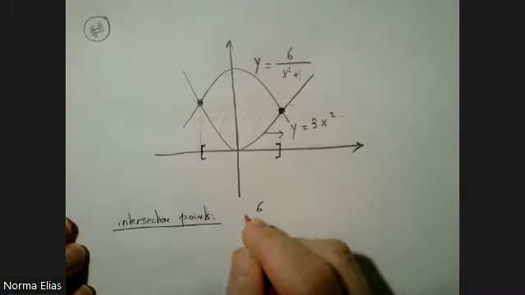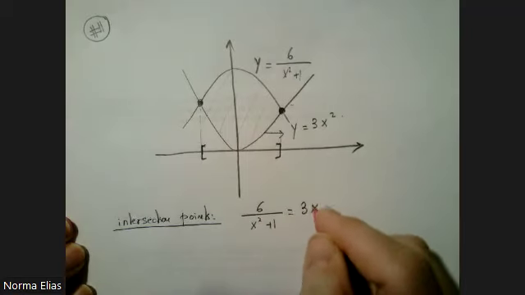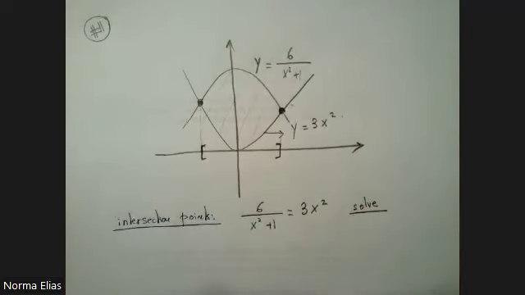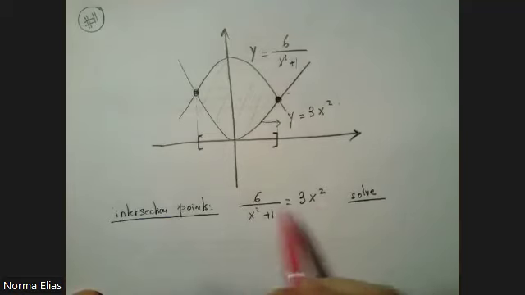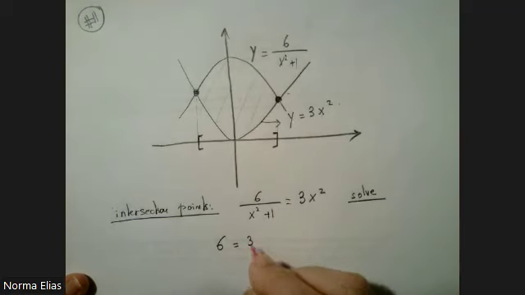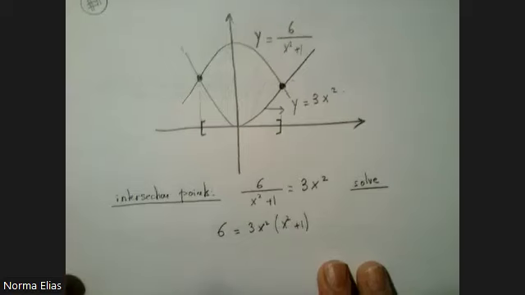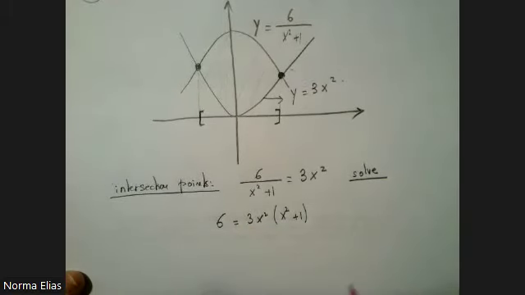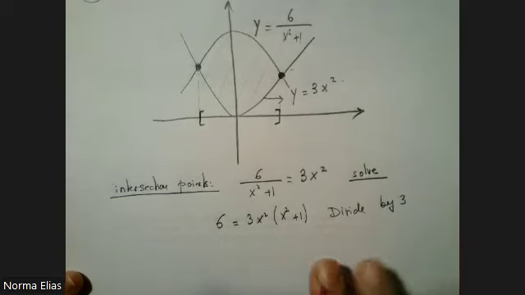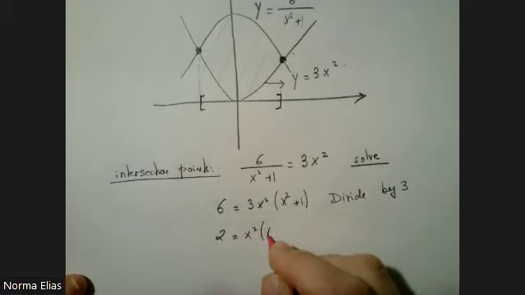So we will set 6 over x squared plus 1 equal 3x squared, and we solve for x. The easiest way to solve here is we cross multiply. This will give me 6 equals 3x squared times the quantity x squared plus 1. Of course, we see 3 and 6 here, so immediately I'm going to divide by 3 because it's clear. This would give me 2 equals x squared times x squared plus 1.